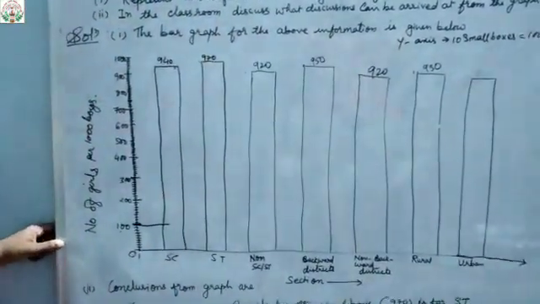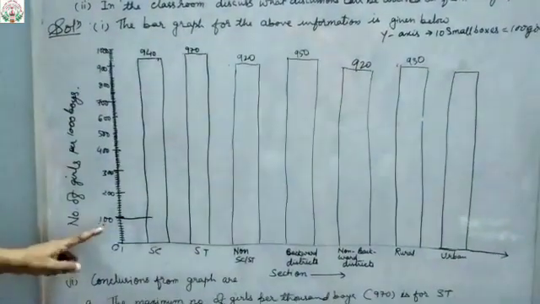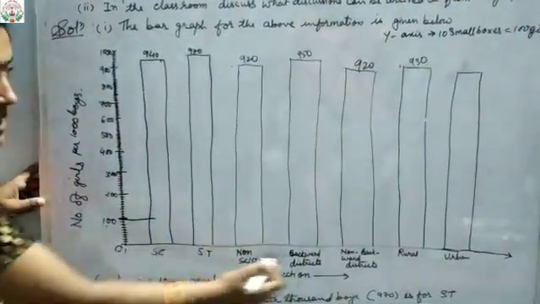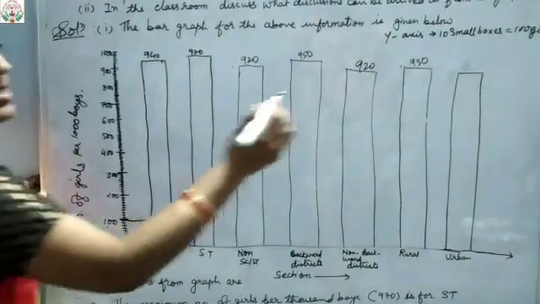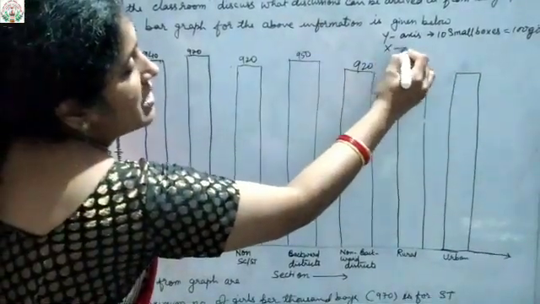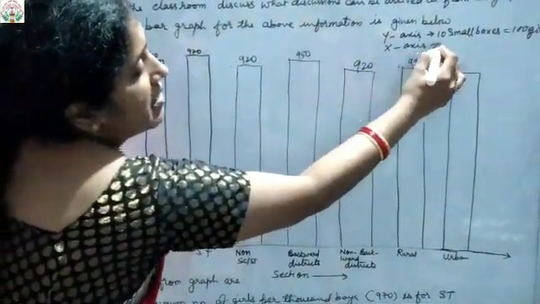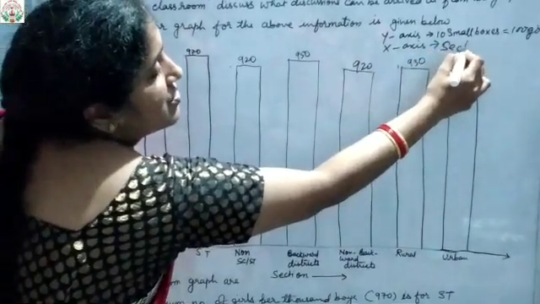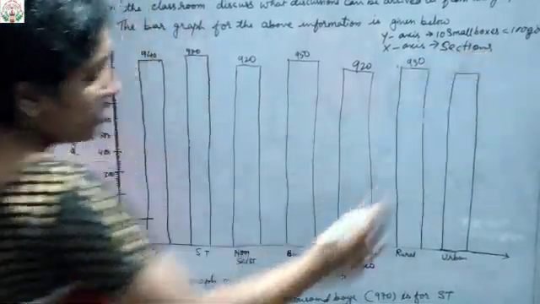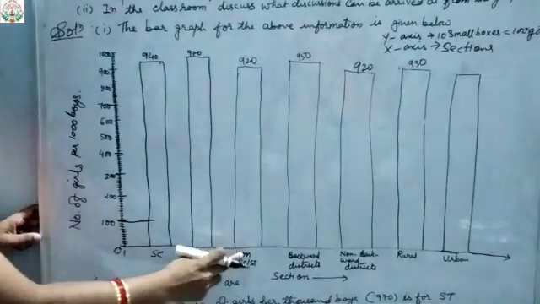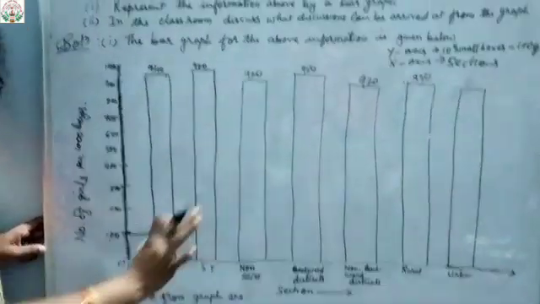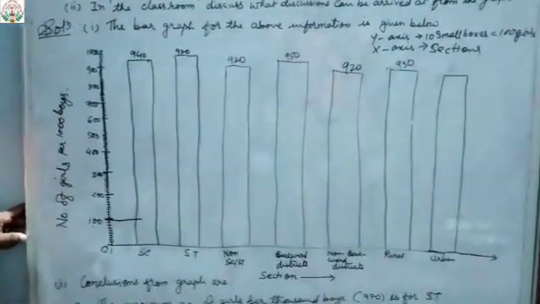Okay, 100 girls. Clear? And in the x-axis we have sections. So you can write, in the x-axis we have sections: SC, ST, non-SC/ST, and all. This is there in the x-axis.